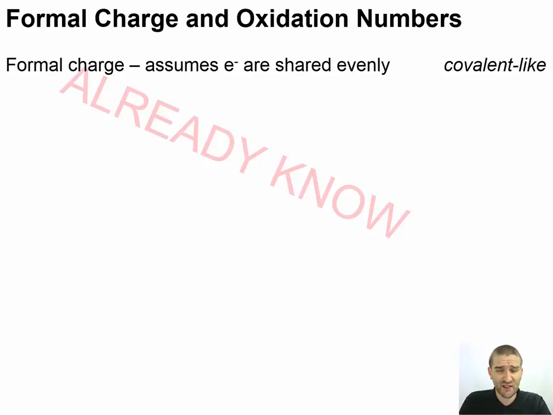Now, what we already know from our formal charge is that we're going to assume that our electrons are being completely evenly shared. So we're pretending it's the most covalent-like version of the bond that's possible. Even if we know that it has polarity, we're pretending that it doesn't. And we're assuming that it's totally even sharing.